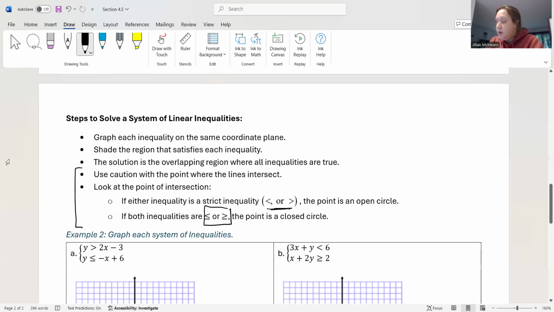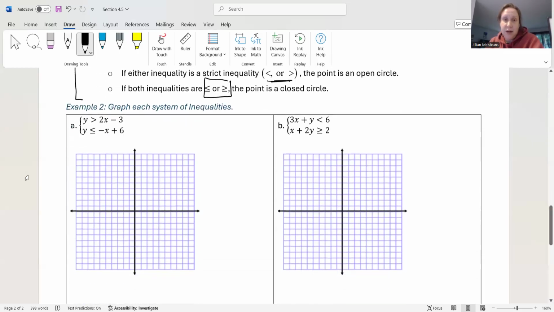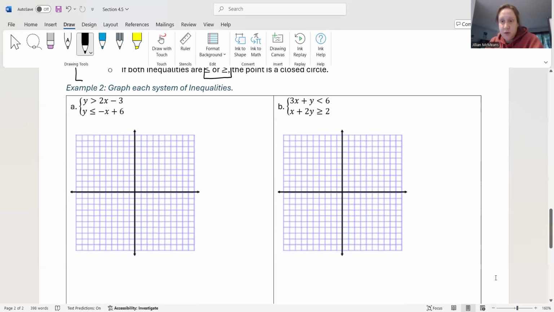Okay, so for example two, the directions just say graph each inequality. Let's go ahead and get started. For part A, we have y is greater than 2x minus 3, and y is less than or equal to negative x plus 6. What I'll generally do is graph the two lines in different colors just to be really clear when I'm teaching. So we'll do the first inequality in black ink.